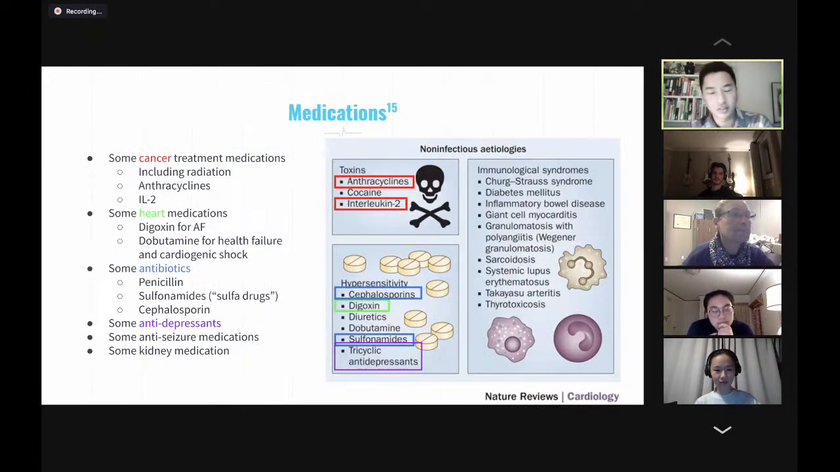Another cause of myocarditis could be medications, so certain cancer treatments or heart medications and antibiotics as well, antidepressants, anti-seizure, and some kidney medications. These can all lead to some of those inflammatory responses we're seeing and lead to that myocarditis. Again, depending on the severity, most myocarditis tends to be relatively mild or benign in nature.